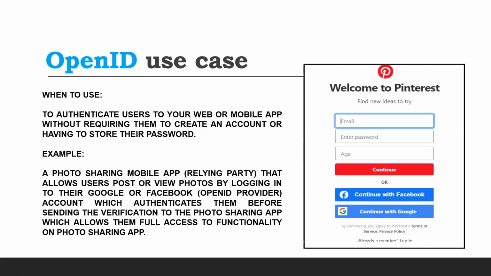But rather than using the IAM system of Pinterest, you are using the IAM system of Facebook or Google. This is known as a social login. So the OpenID use case is the same example, the photo sharing application. The photo sharing application will access your photos on behalf of you. But how do you log into the photo sharing application?